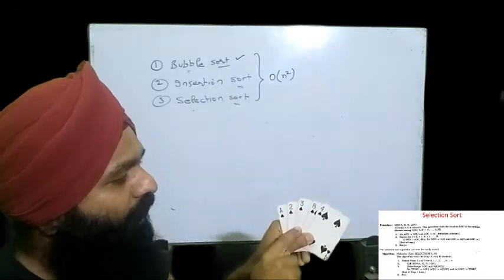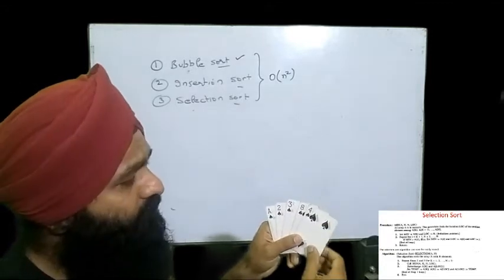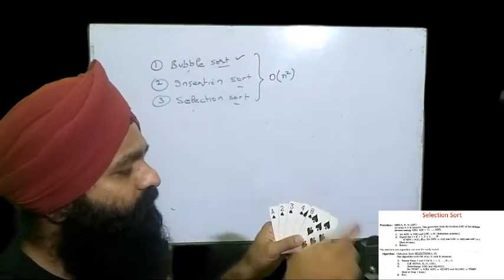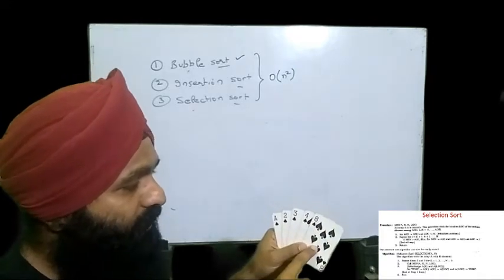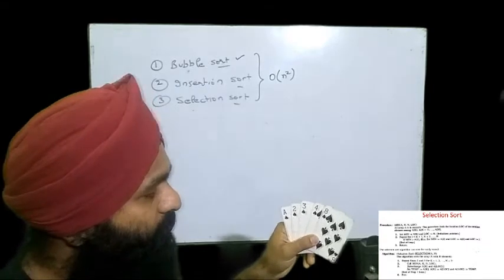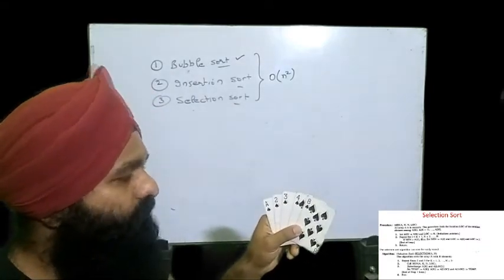Now here again I am going to select the fourth one. So this is the fourth one that would be replaced with this position. So then we are having only one last element. So there is no other swap possible. So in this way I have sorted my cards.